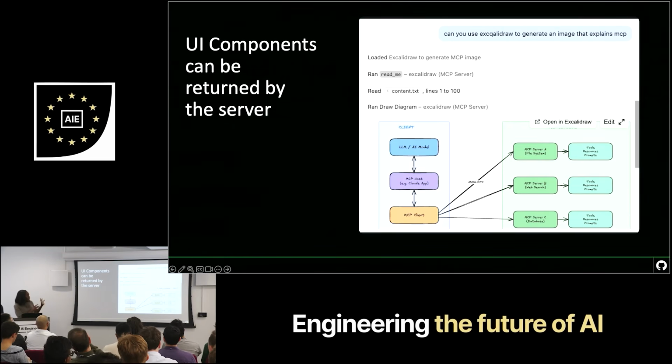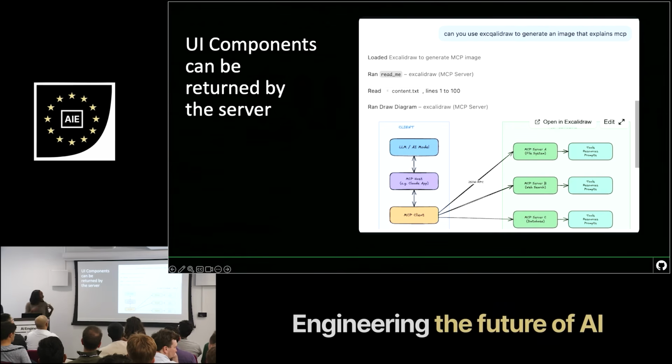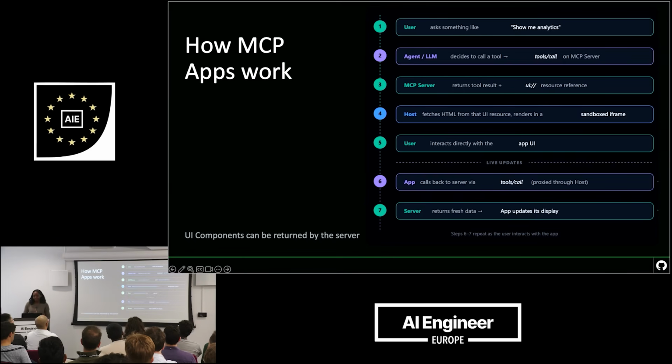I showed earlier that ASCII art example where text was returned. I asked the same question using the Excalidraw MCP server, which now uses an MCP app to generate a diagram that explains MCP. This is just a screenshot of what it looks like. Another really cool thing is that you can actually interact with that diagram. You can move it around, even update the text and so on, because this is a live element that's actually available in the chat.